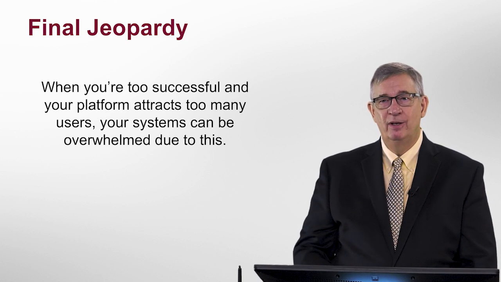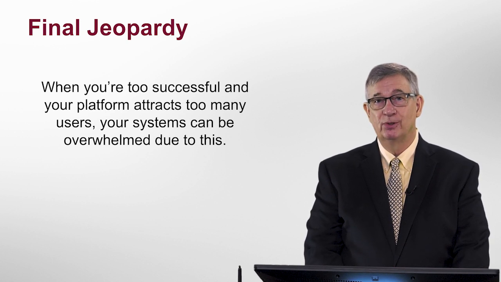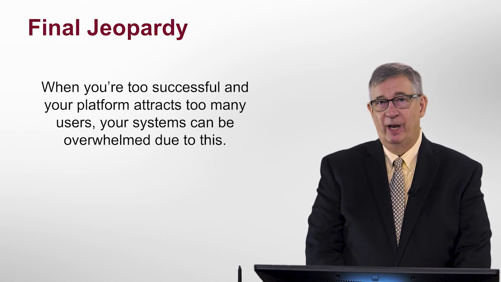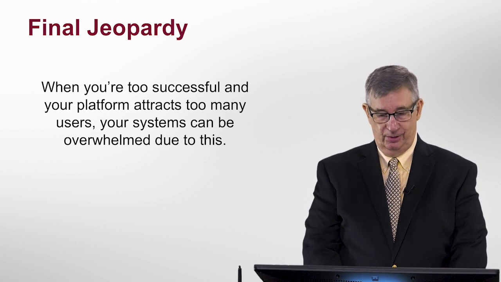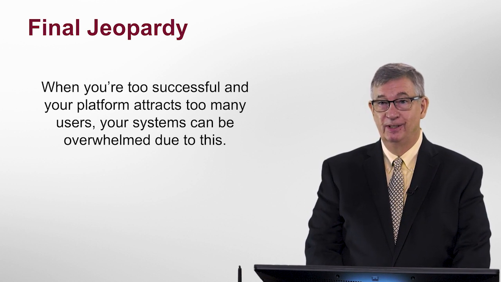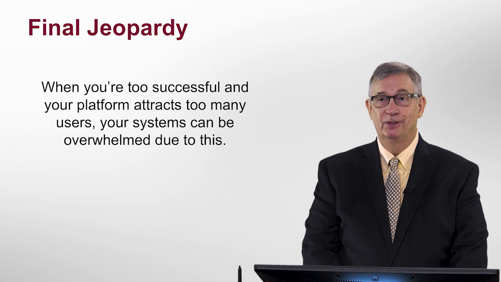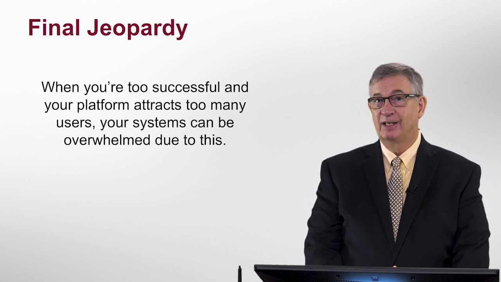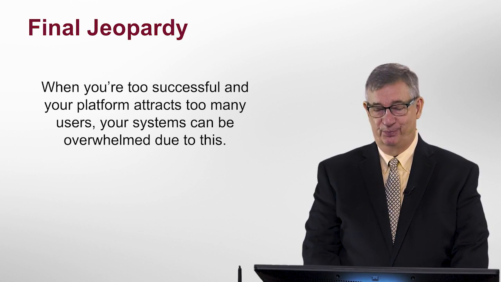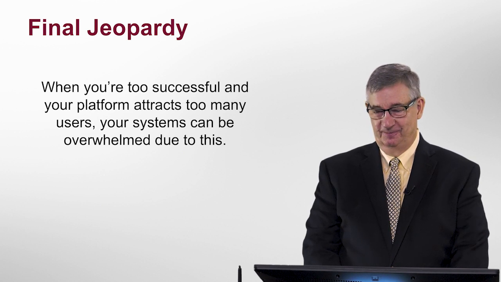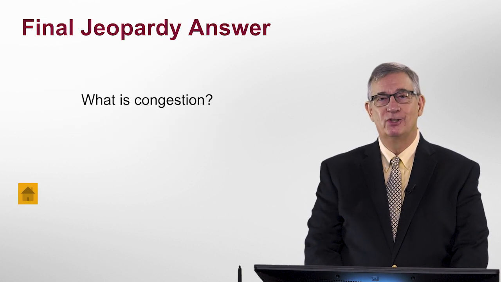Okay, last we'll have one final question. And you can wager as much as you want to on this question. So if you want to wager all that you have in your pot right now, you certainly can do that. But here is the answer. When you're too successful and your platform attracts too many users, your systems can be overwhelmed due to this. So you've attracted too many users and your systems get totally overwhelmed. Why would that happen? So we're looking for the question. And the question is, what is congestion?